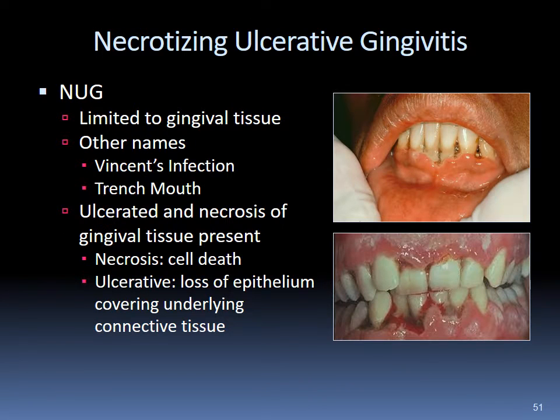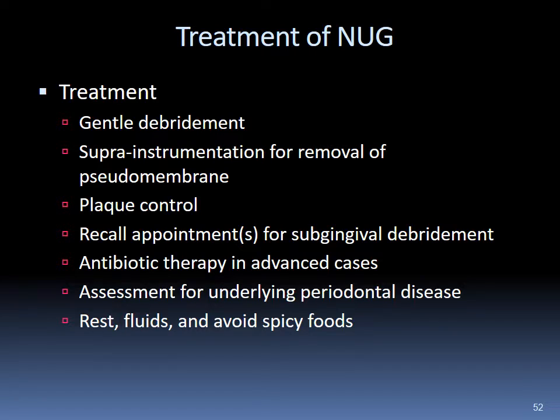This disease is limited to the gingival tissue and is known by other names as Vincent's infection or trench mouth. Cell death and loss of epithelium covering the underlying connective tissue occurs. Treatment of NUG includes gentle debridement, supra-instrumentation for removal of pseudomembranous tissue, plaque control, and recall appointments for additional subgingival debridement. Antibiotic therapy in advanced cases may be recommended. Further assessment for underlying periodontal disease is necessary once the acute stages have passed. Rest, fluids, and the avoidance of spicy foods is recommended.